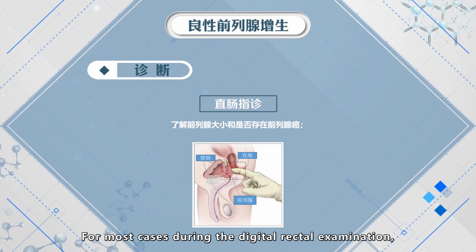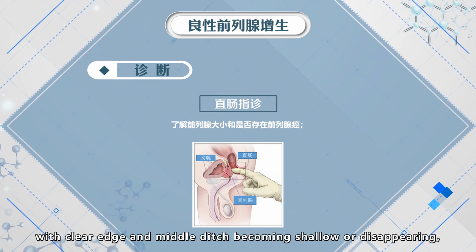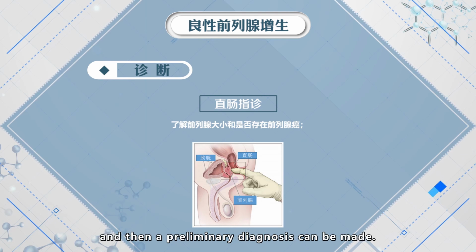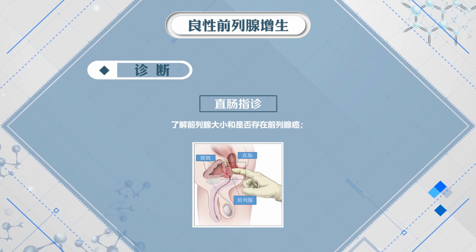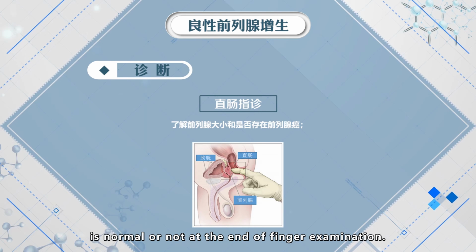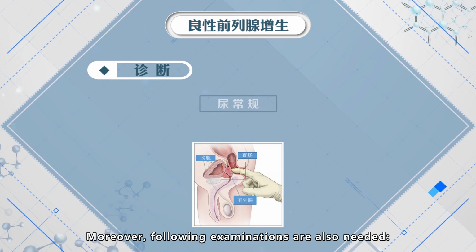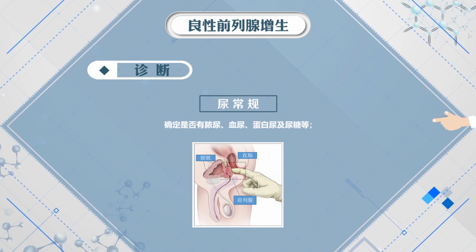For most cases, during the digital rectal examination, the enlarged prostate can be felt to be smooth and resilient with clear edge and middle ditch becoming shallow or disappearing, and then a preliminary diagnosis can be made. Attention should be paid to whether the anal sphincter tension is normal or not at the end of the finger examination. Moreover, the following examinations are also needed.